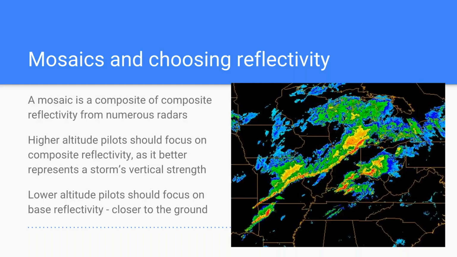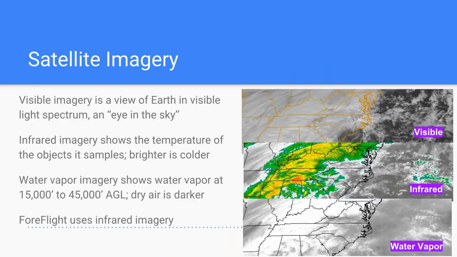Now, there's a catch here. Radars do not scan at radar level, and there's also a curvature to the Earth. So once you get a few hundred nautical miles away from the radar, you're not just looking a couple hundred feet above the ground, you're looking tens of thousands of feet above the ground.